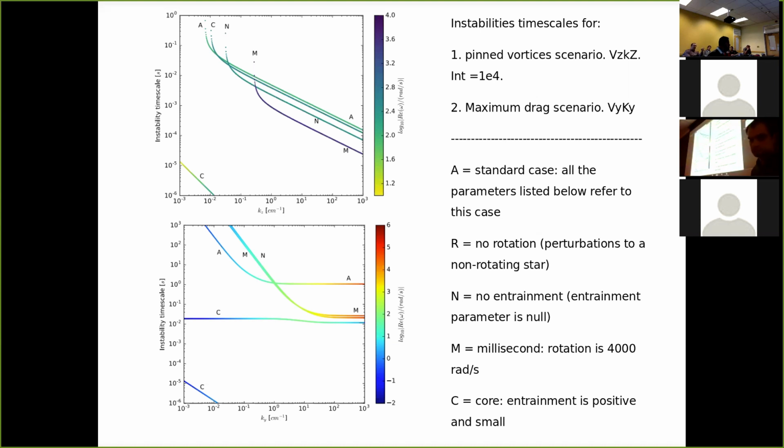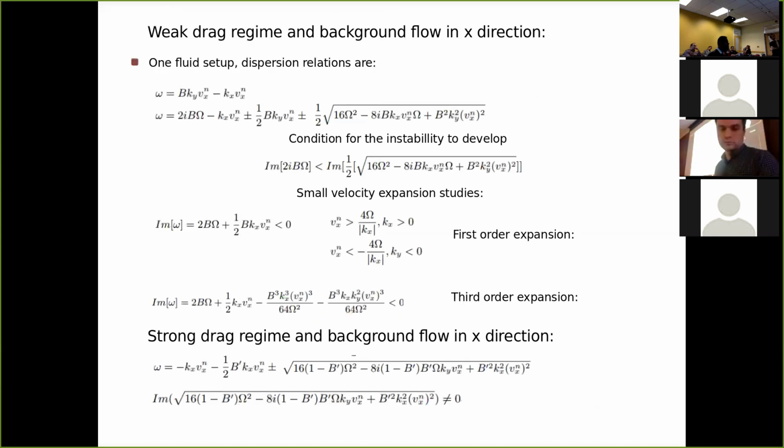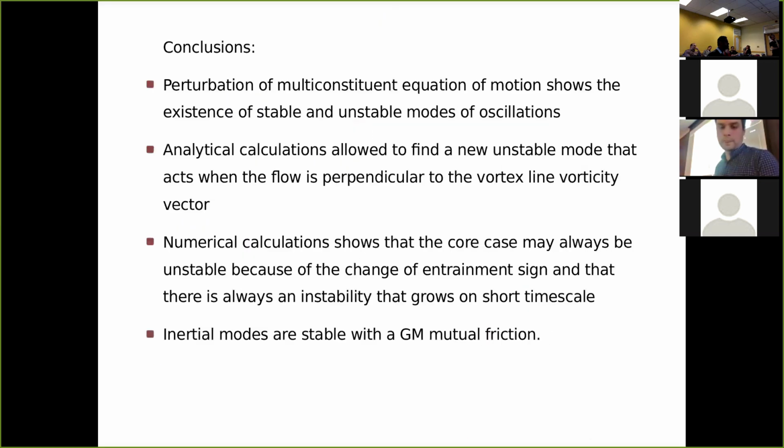Can you go to the next slide? And the range of the parameters. No, the final slide, sorry, the conclusion slide. Yeah, it says you find a new unstable mode that acts when flow is perpendicular to the vortex. So I wonder how new is it? Right, yeah, I guess it's new in this setup, but that's what got me a bit confused. I'd like to learn if it's really different, and then what the difference is.